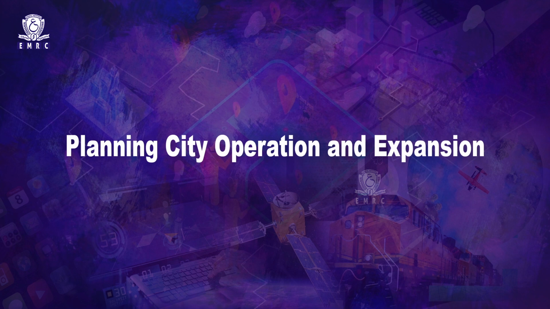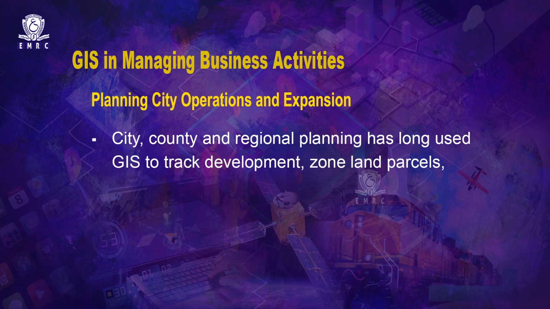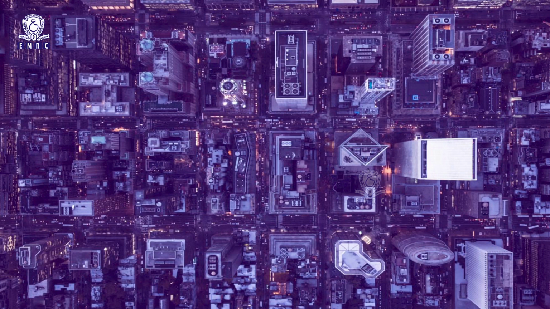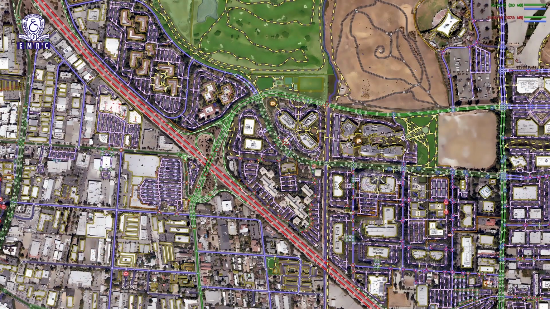Planning city operation and expansion. City, county, and regional planning has long used GIS to track development, zone land parcels, assess availability of resources, and plan for future growth. GIS allows planners to evaluate master plans, monitor expansion and traffic patterns, predict change, monitor population, and even decide the best place to put the new government planning office. Many GIS operations across the world are called planning departments, not GIS departments, but they often use GIS as a primary tool.